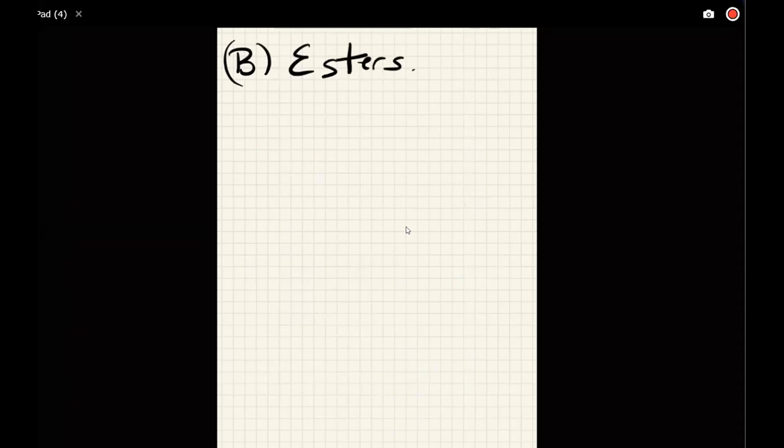What is it that makes an ester? On the previous page, I showed you R, C double bond, O, O, R prime. R just means variable. It could be anything. It could be CH3. It could be CH3, CH2, CH2, CH2. It could be anything. So esters are basically this group. That's what makes an ester. C double bond O, O, R. This is the second functional group that you have learned in organic chemistry.